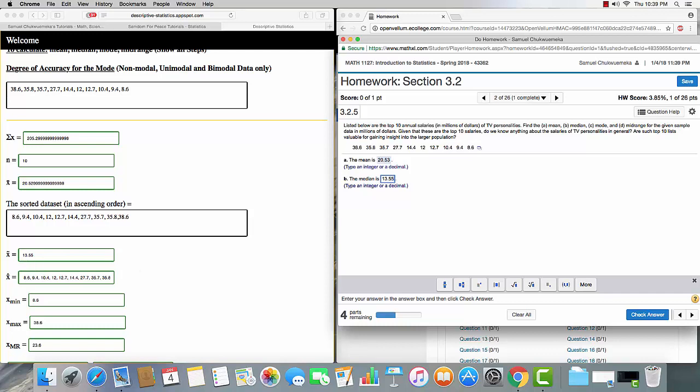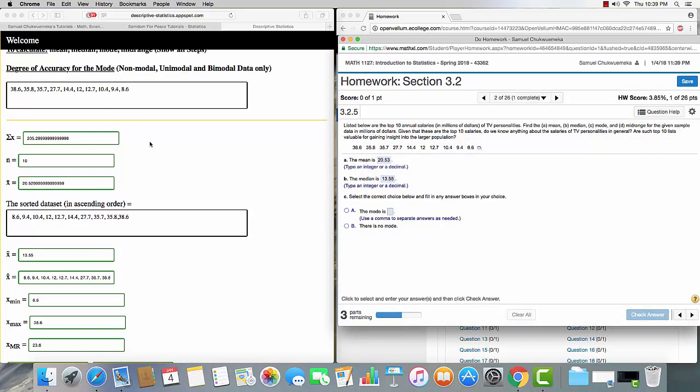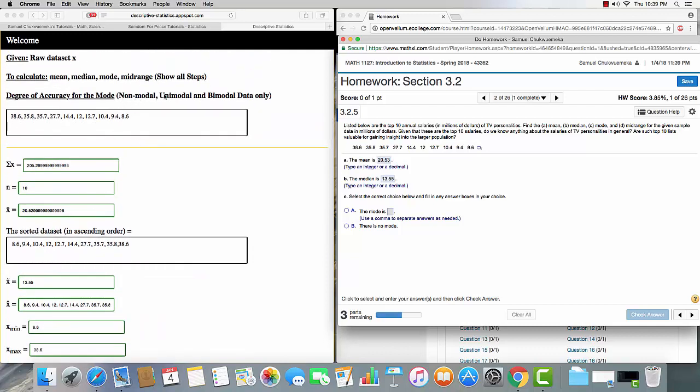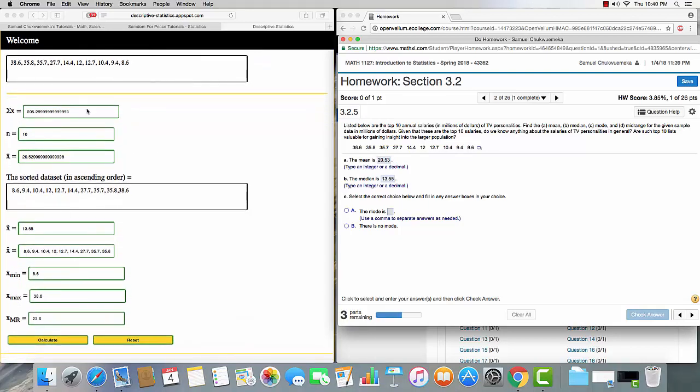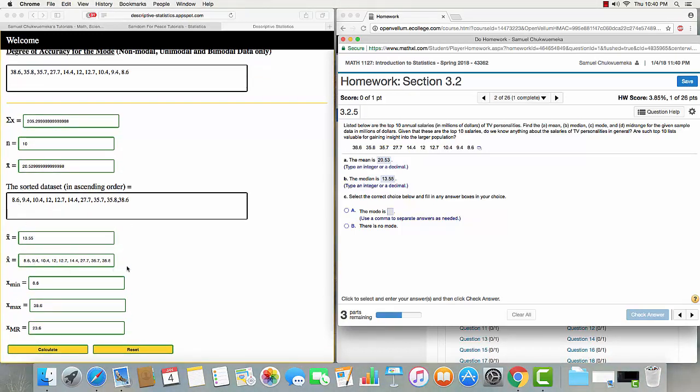So the median is 13.55. This mode only works if you have no mode, or unimodal, one mode, and bimodal, two modes. So if you're using this calculator, just know that for the mode, it works if there is no mode, or one mode, or two modes. That's the degree of accuracy for this calculator. So in this case, for the mode, they wrote the whole data. That tells you this whole sorted data, so this tells you that there is no mode. Anytime you see the whole data written, it tells you there's no mode, okay?